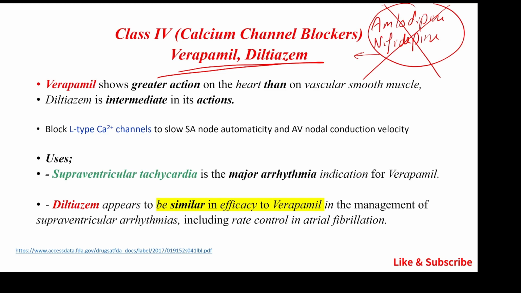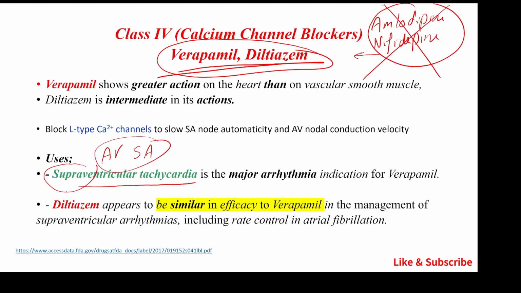Two medications belonging to the calcium channel blockers can be used safely in patients with cardiac arrhythmia: verapamil and diltiazem. Please remember, verapamil and diltiazem are the only calcium channel blockers used in patients suffering from supraventricular tachyarrhythmia. Anything above the ventricles, such as the AV node or SA node, we can use these medications. Supraventricular arrhythmia is considered a major indication for the use of verapamil.